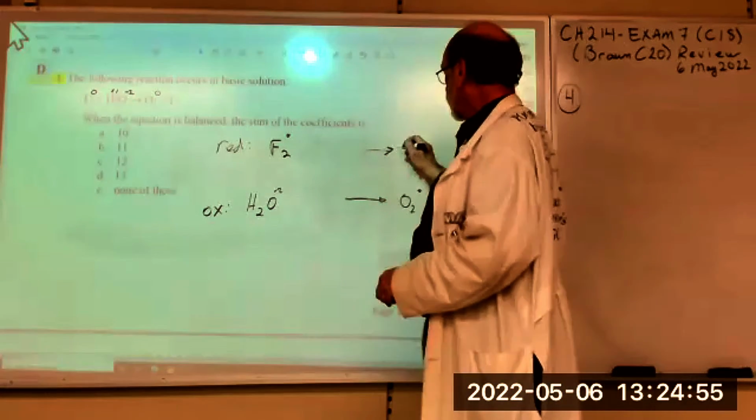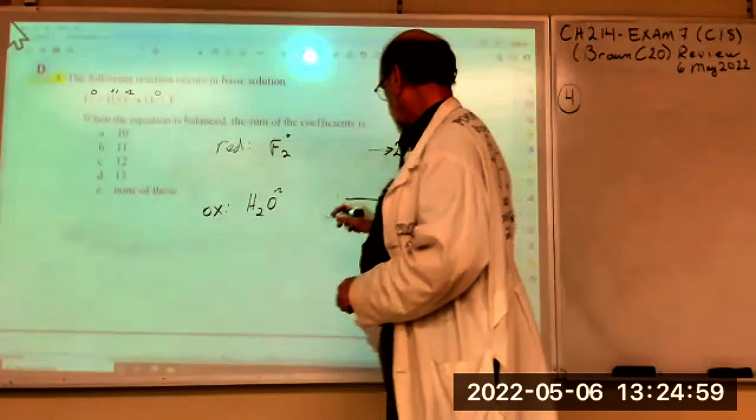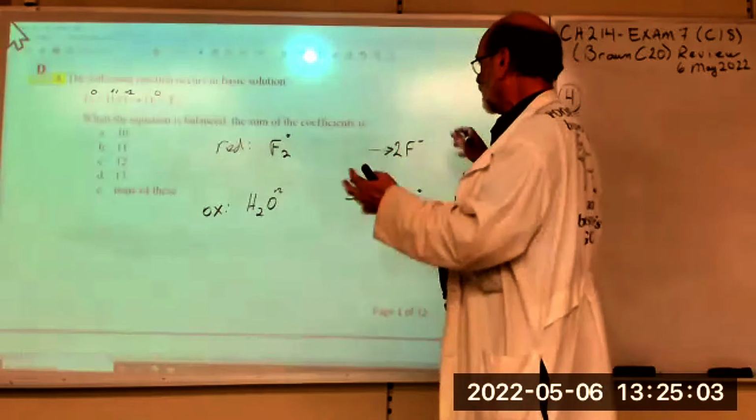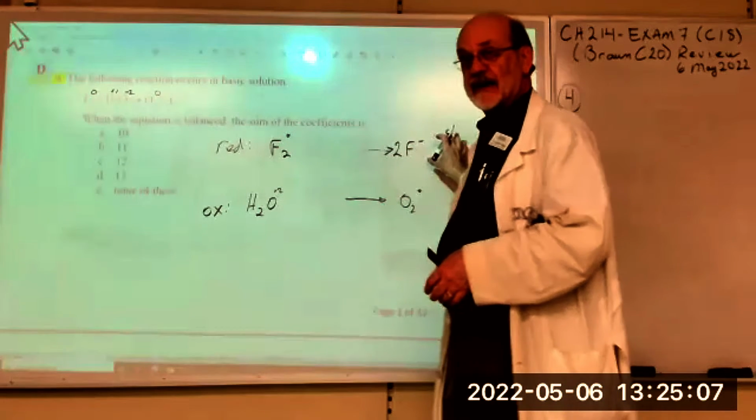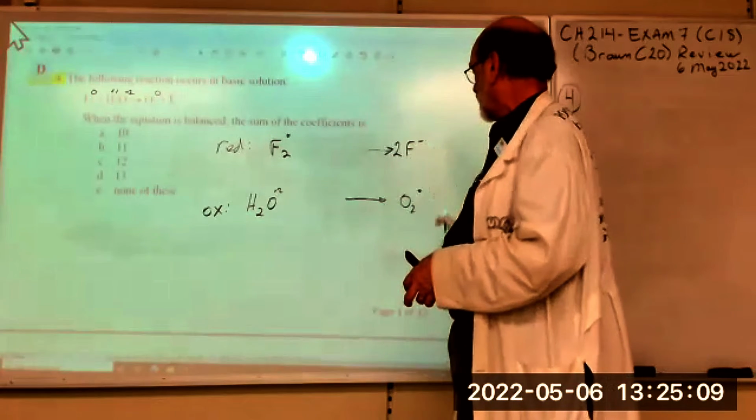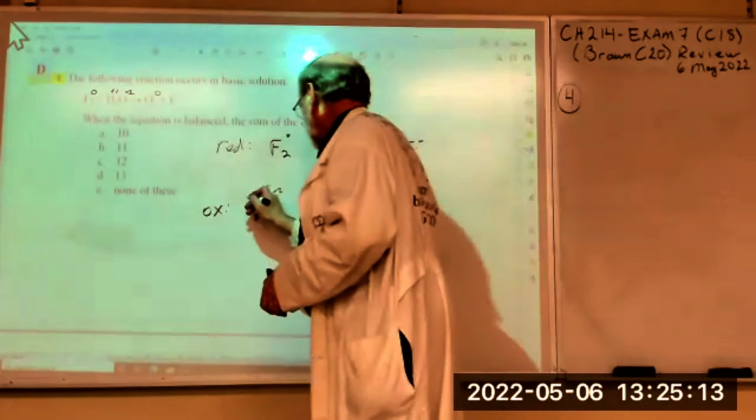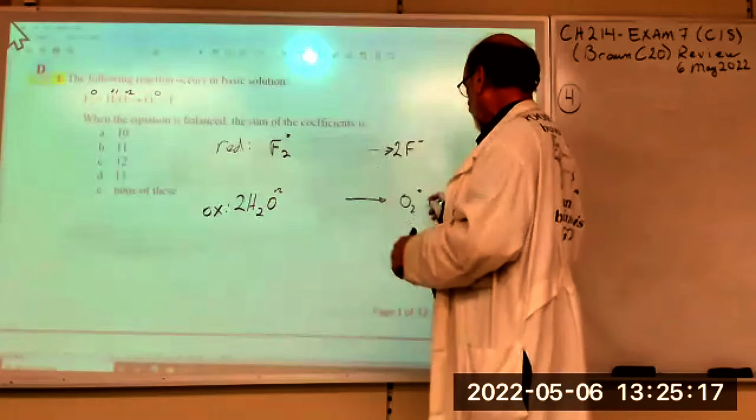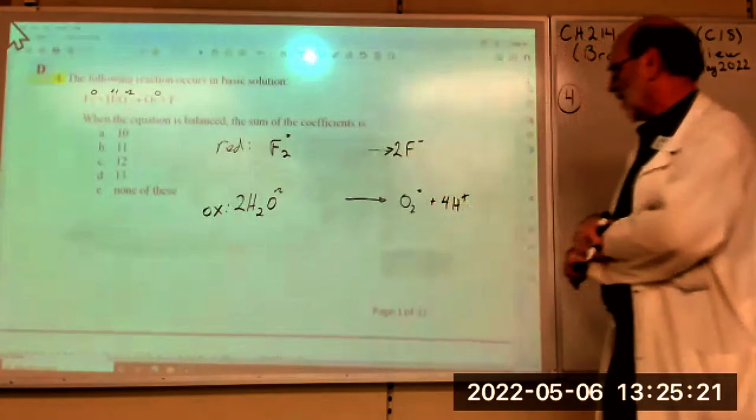Okay, we need 2 fluorines here. And we need, well, there are no non-oxygen, non-hydrogen atoms, so we move on to the next step. We've got no oxygens here, so there's none to be balanced. But we do have here. So if we've got 2 oxygens here, then we need 2 there, but that means 4 hydrogens.